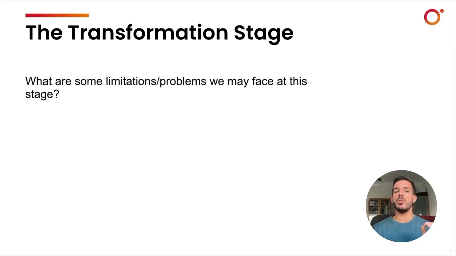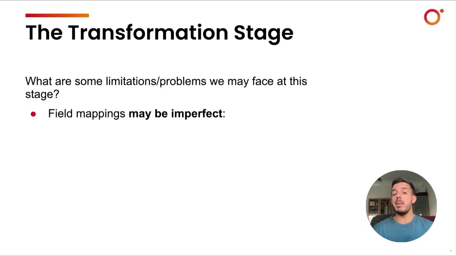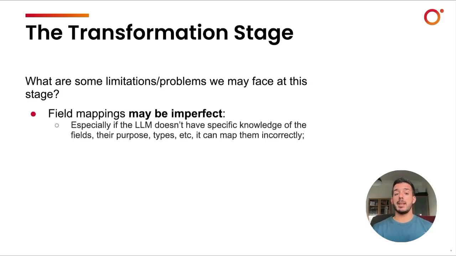As for the other stages, we do have limitations and problems. What are some that we can face at this stage? Well, the field mappings may be imperfect to begin with, right? Especially if the LLM doesn't have specific knowledge of the fields, their purpose, types, and so on, it can map them incorrectly. For example, if you don't provide any context to an LLM, then you just say that there is a customer that needs to be converted to a different schema, it doesn't know anything about that customer.